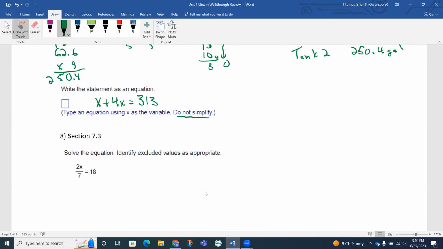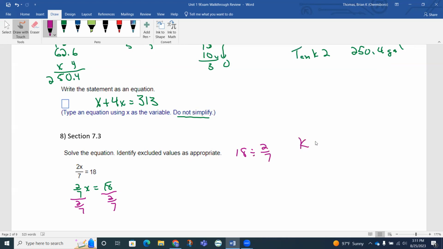Question 8 says solve this equation, identify any excluded values as appropriate. An excluded value happens if the variable is in the denominator. Since the variable is not in the denominator, we do not have to worry about excluded values here. So all we have to do is solve this. The coefficient is really this 2/7 x here, so the coefficient is 2/7, and 2/7 x equals 18. To solve for x, I can divide both sides by 2/7. So what I'm really doing is 18 divided by 2/7.